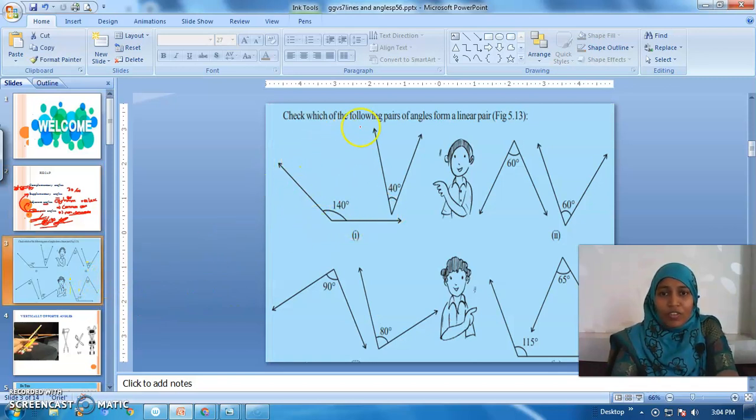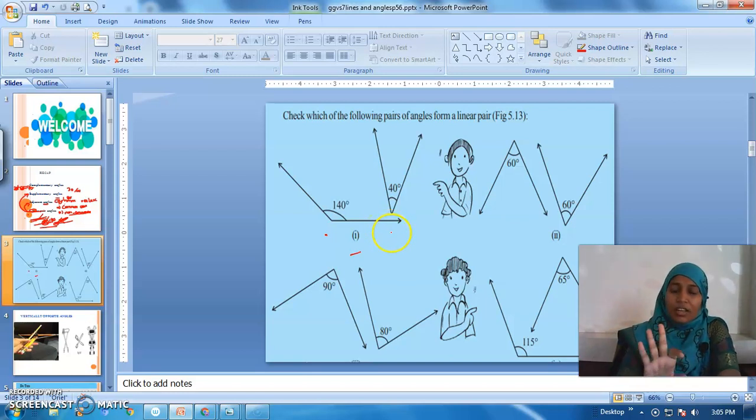Here, check which of the following pairs of angles form a linear pair. Here we have four questions: 1, 2, 3, 4. What is the first condition to be a linear pair? They should be adjacent angles. To be adjacent angles, they should satisfy three conditions: common vertex, common arm. Here none of the questions have a common vertex. So none of these four are linear pairs. First, they should be adjacent. Adjacent in the sense that it should satisfy three conditions. Is it clear, children? So none of these is a linear pair.